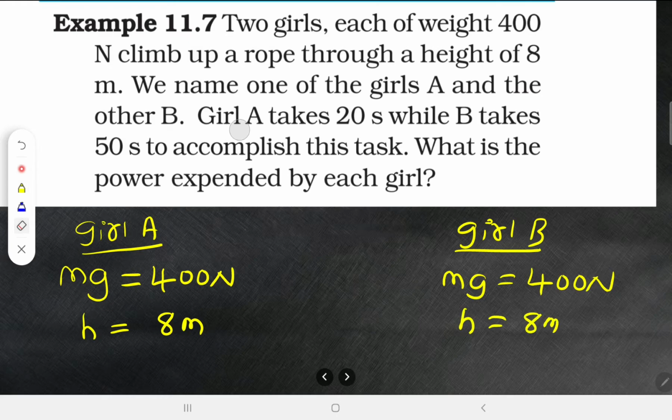Girl A takes 20 seconds. That means girl A is taking 20 seconds. While girl B takes 50 seconds. So B is taking 50 seconds. I have written all the data separately. To accomplish this task, what is the power expended by each girl? They are asking about power.